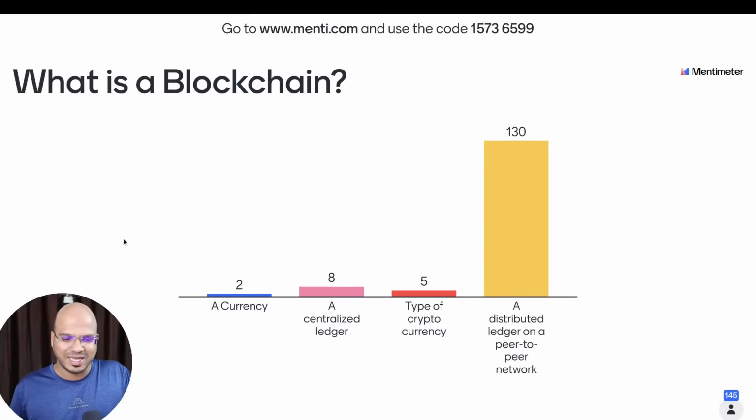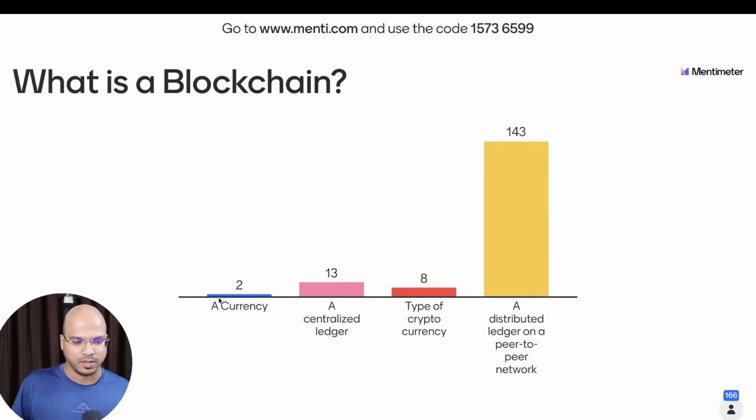Okay, so majority of you are saying it is a distributed ledger on a peer-to-peer network, and that is correct. So blockchain is not a currency, okay? So blockchain is basically a technology on which you have multiple applications. Now, crypto is one of the applications you have here. Okay, so basically, it's not a currency. You have a layer on top of blockchain, which is an application, and that is currencies, cryptocurrencies. We have Bitcoin, Ethereum, then we have Luna. We have so many blockchains available there, right?